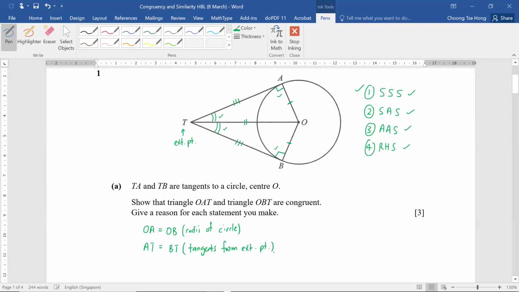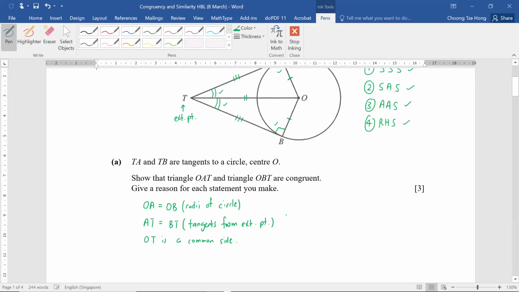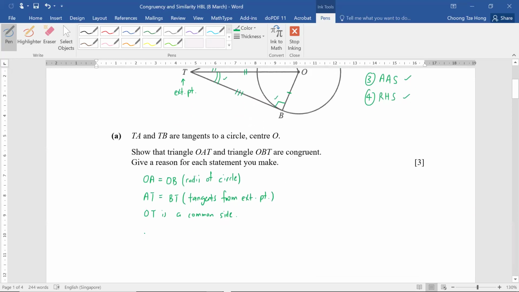External point. Right, then finally, OT is a common side, right? OT is a common side. Okay, so from here we have our S already. We have shown three pairs of corresponding sides that are equal. So then we can conclude, therefore, triangle OAT is congruent to triangle OBT, and the test that we are using is the SSS test.